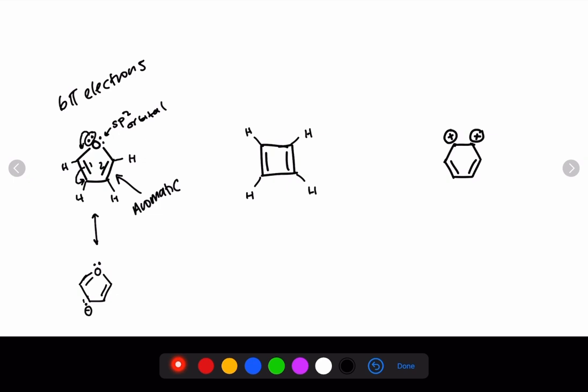Now, we have 2 pi bonds. So 4 pi electrons are delocalized throughout the conjugated loop. This, unfortunately, does not satisfy Huckel's rule, which follows this pattern. Since the first 2 checks were met, but the third was not, this molecule is anti-aromatic.